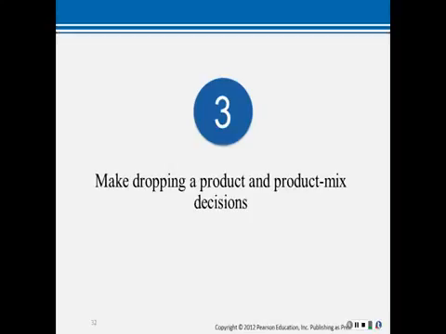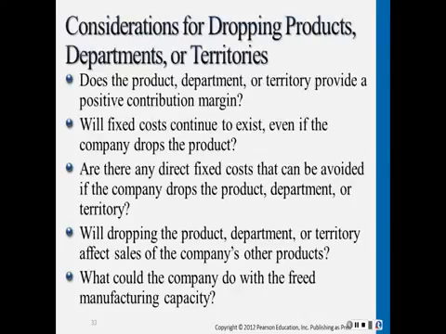The third learning objective addresses how to make the drop, the product, and product mix decisions. Managers must often decide whether to drop products, departments, or territories that are not as profitable as desired. How do managers make these decisions?